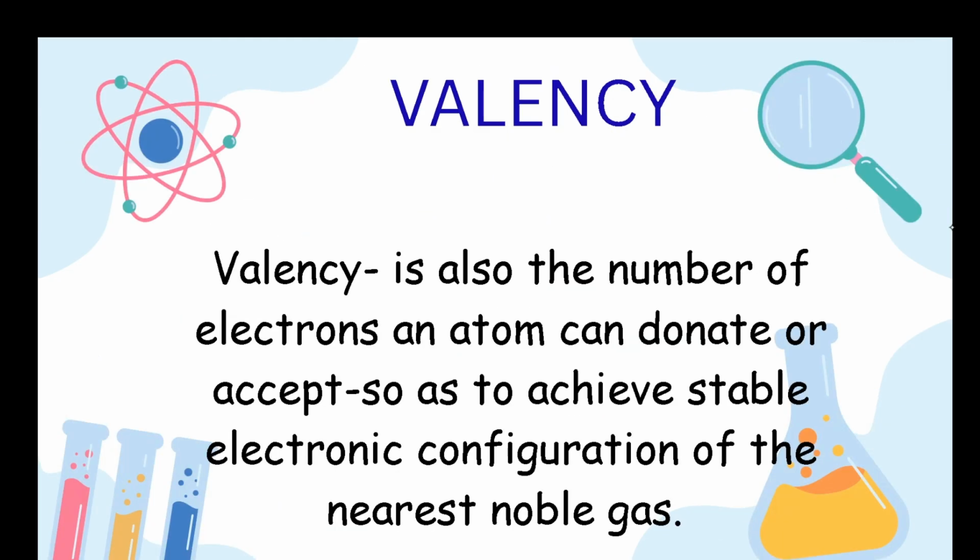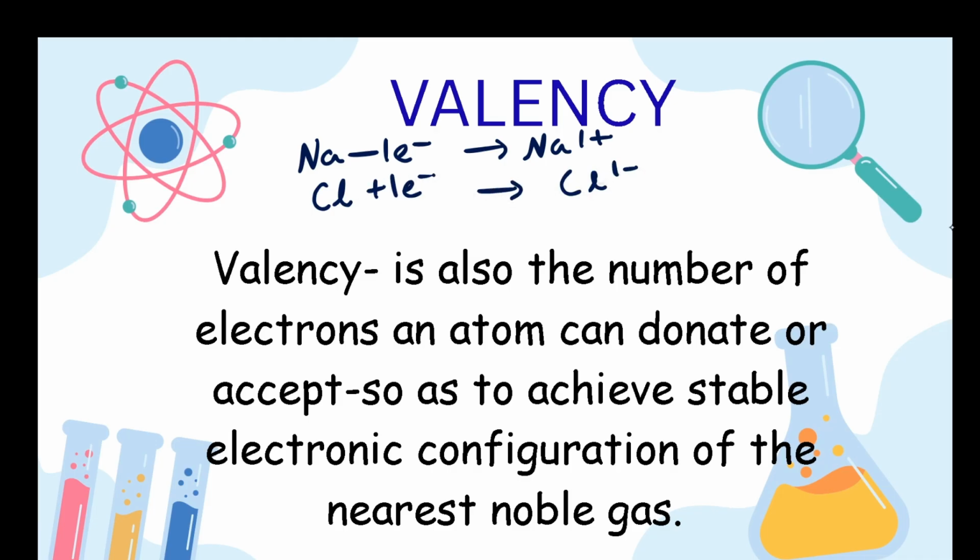Now the second definition is, valency is also the number of electrons an atom can donate or accept so as to achieve the stable electronic configuration of the nearest noble gas. So we saw the example of sodium. Sodium is donating, hence forming a positively charged cation. Chlorine is accepting, and hence it is forming a negatively charged anion. Depending upon the number of electrons which are donated or accepted corresponds to the valency.